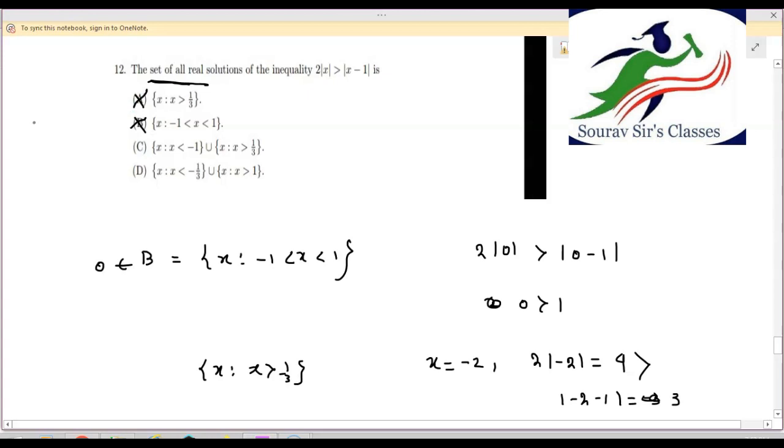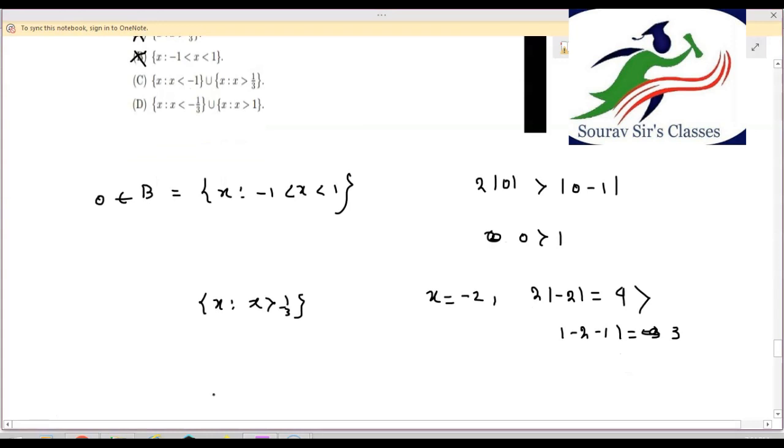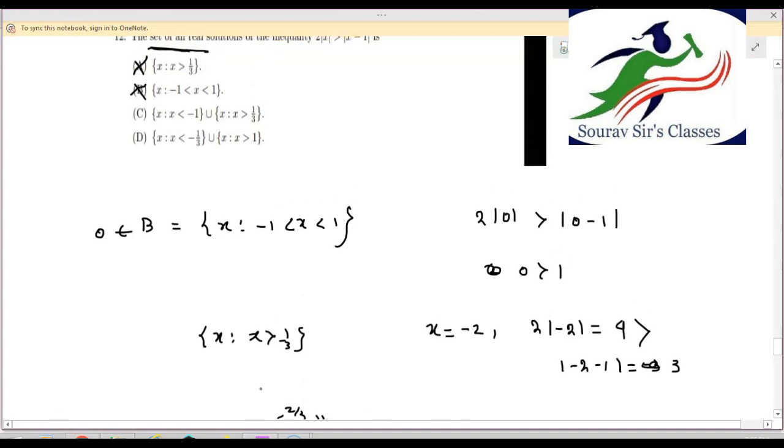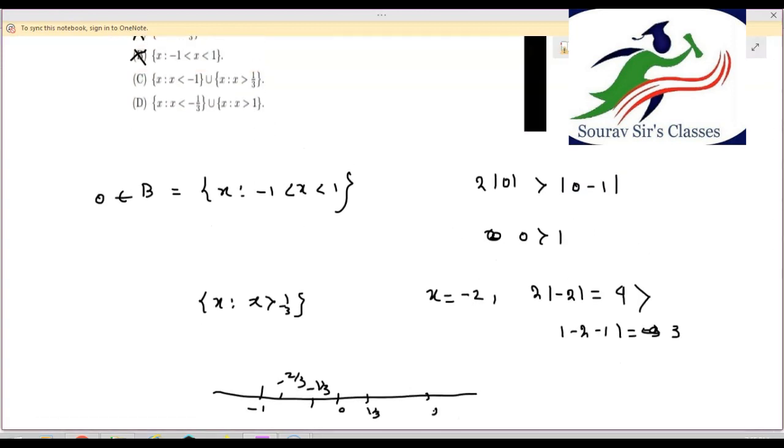Okay, so let us talk about option C and option D. They are the remaining options. Now just see, option C says that if this is our number line, this is our 0, this is our 1, this is our −1, and here is −1/3, and here is 1/3. First of all, let me take a point between −1/3 and 1, and let's see whether this point satisfies this inequation or not. I am taking −2/3 between −1/3 and 1. So let us see whether −2/3 satisfies this inequation or not.